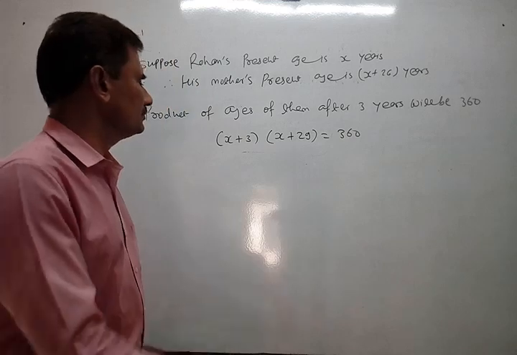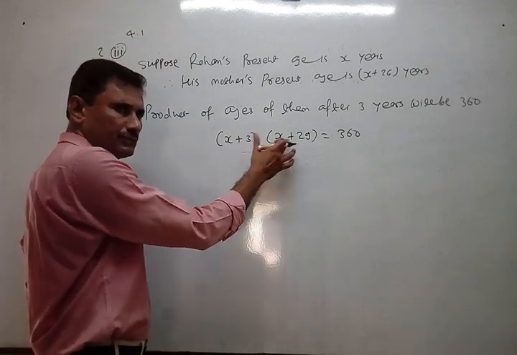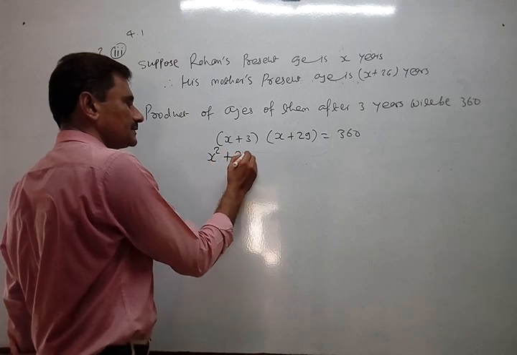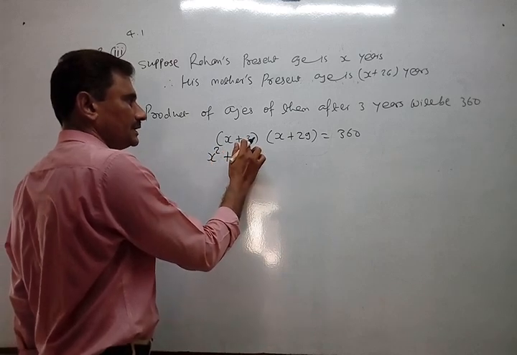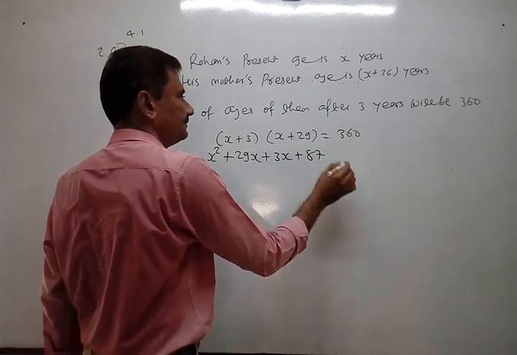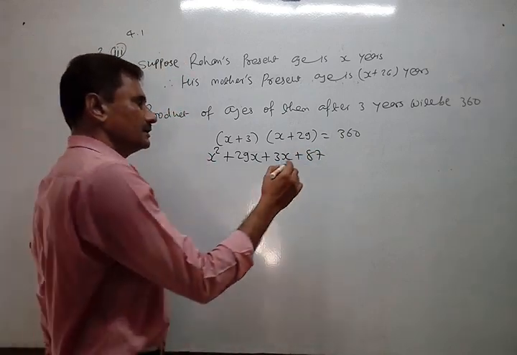Okay, now nothing to do, just multiply. How to multiply the equation? First of all, x with both of these, so x square plus 29x, then 3 times, so 3x plus 87, is equal to 360.